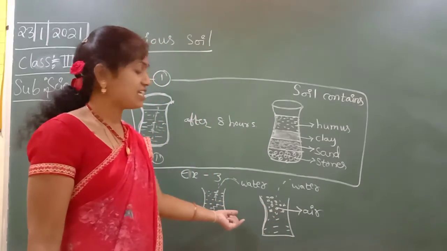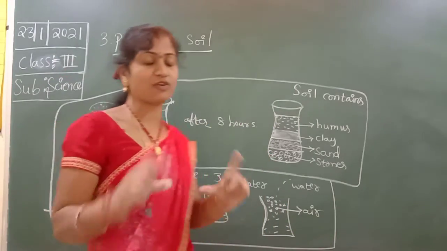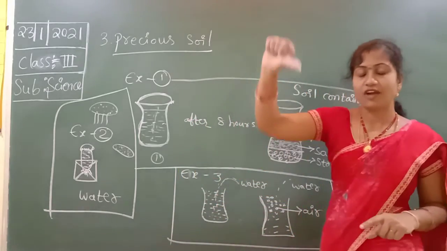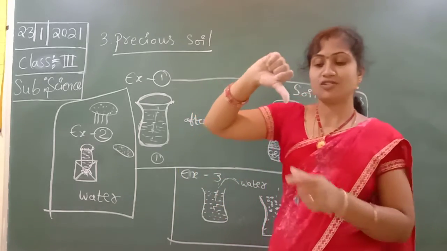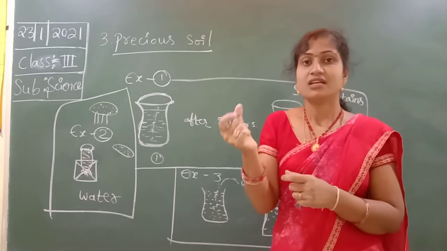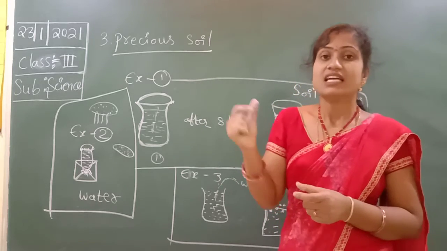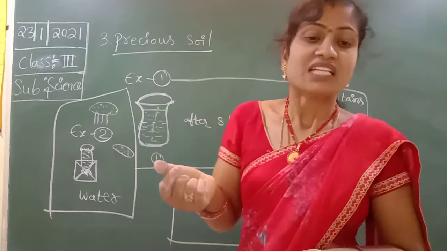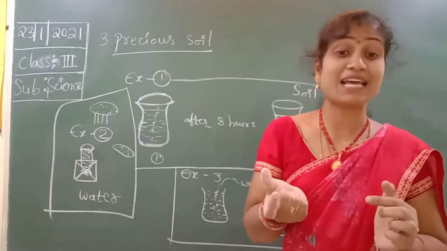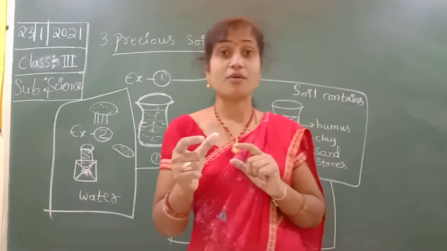In our textbook, we have the experiments. You can do the experiments very easily. Take one glass jar, pour the soil in that glass jar, and afterwards pour the water. Then what do you observe? Small bubbles coming. That is the air bubbles. This happens because air is trapped in the soil. This air escapes and forms the bubbles.